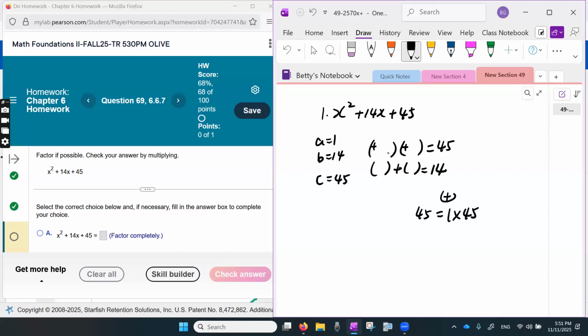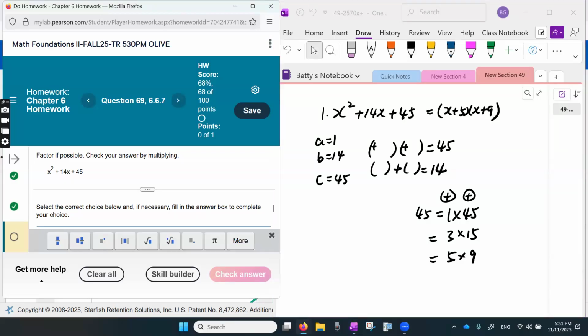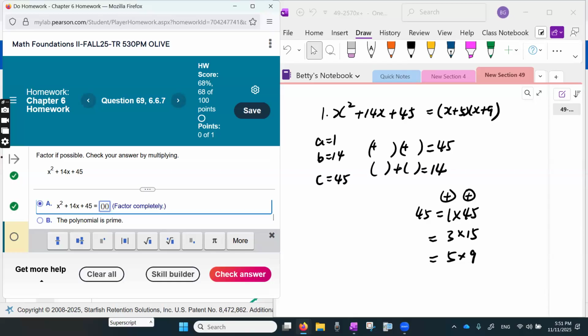1 and 45. 3 times 15. 5 times 9. Oh, there we go. So it can be factored as x plus 5 times x plus 9, right? 5 and 9 multiply to 45, add up to 14. So yeah, obviously this is factorable. The factorization is going to be parentheses times parentheses. It's going to be x plus 5 times x plus 9.